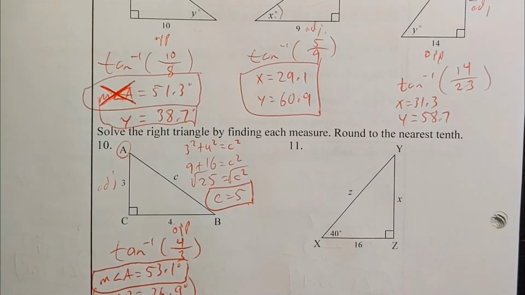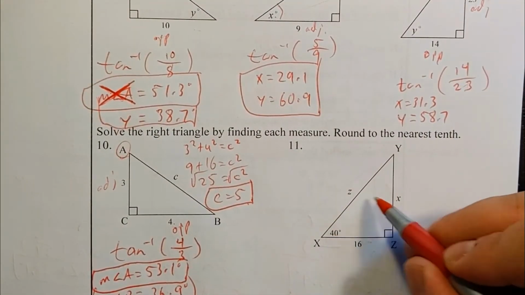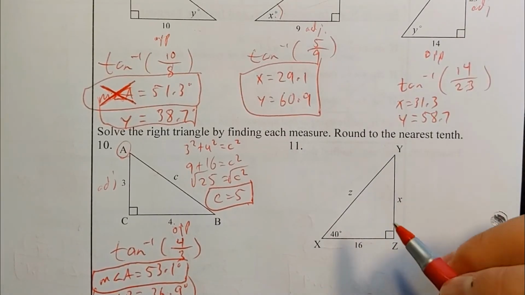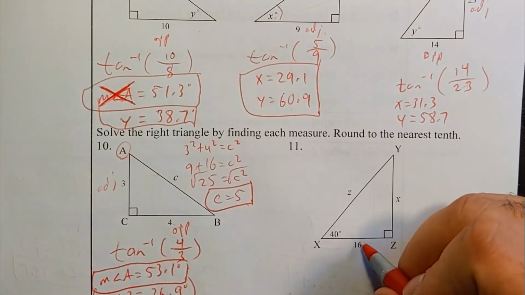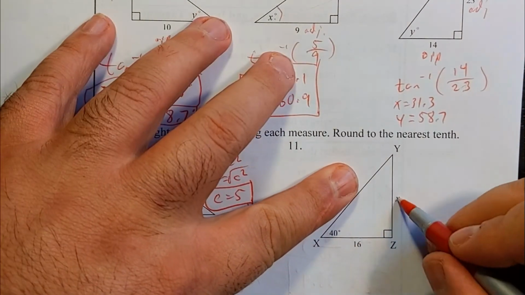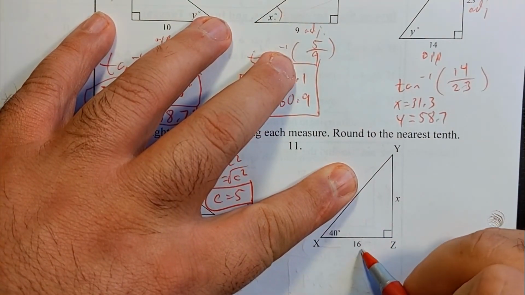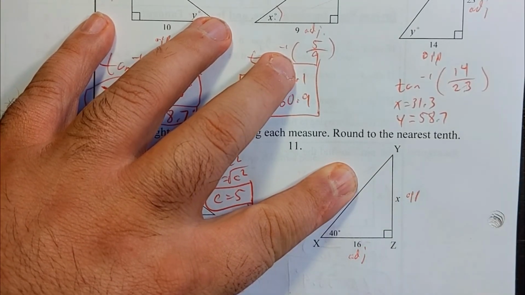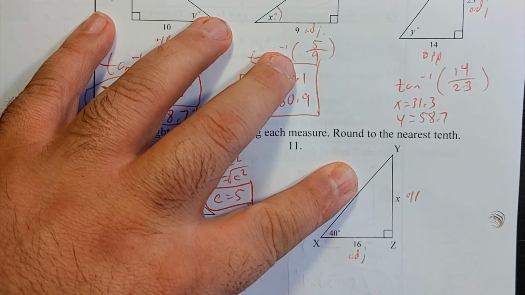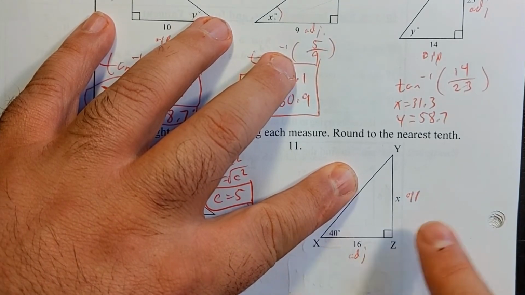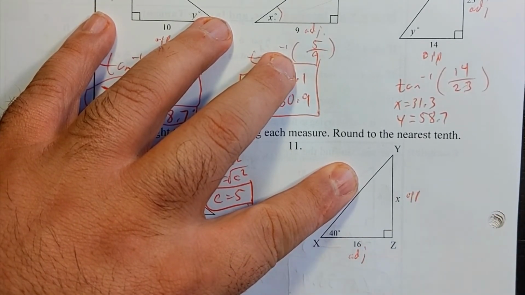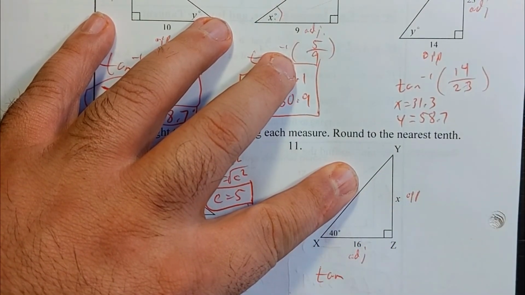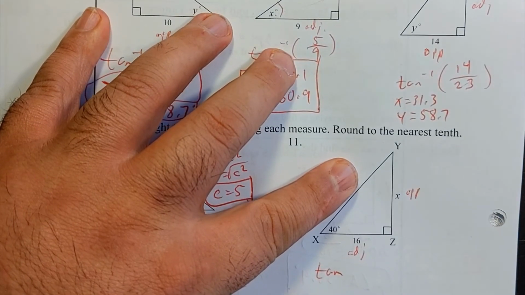Number 11. This time you have an angle and you don't have two sides, so you cannot use the Pythagorean theorem here. But what you can do, since you have this angle, is solve for x by going from that angle. This is my adjacent, and x is my opposite, and then make a choice between sine, cosine, and tangent using SOHCAHTOA. So from 40, if that's opposite and adjacent, it was tangent. I'm not looking for an angle, so I'm not going to use inverse.